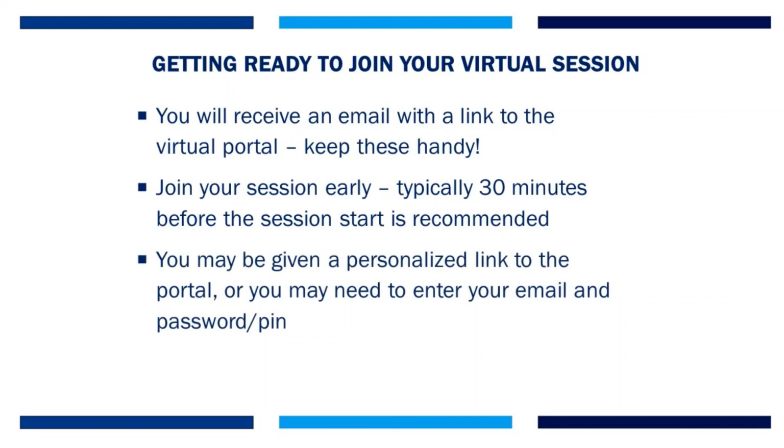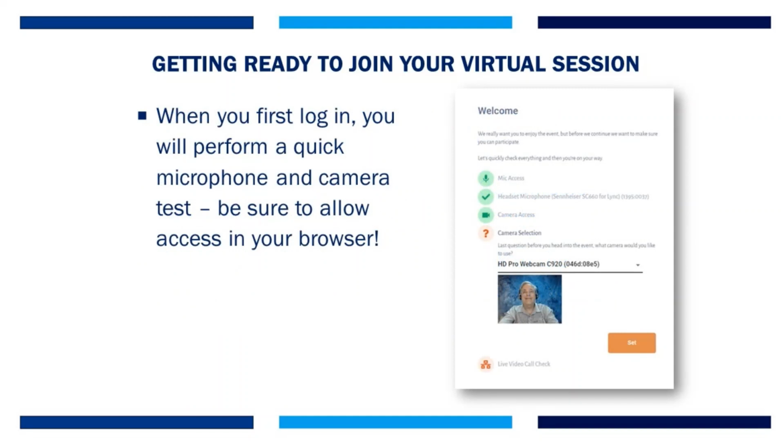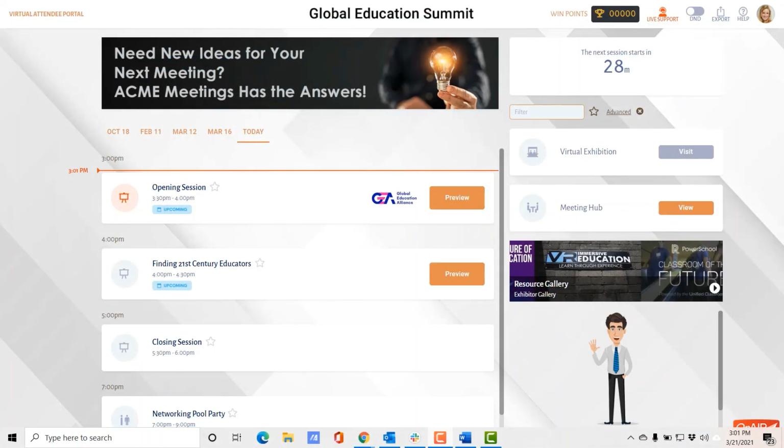Next, please remember that you may be joining the virtual portal by signing in with your email and password or PIN, or you may be given a personalized link to log in directly to the portal. When you first log in, you will have a quick microphone and camera check, and it's quite important to allow access to your microphone and camera. If you accidentally block portal access to your microphone and camera, you will need to go into the browser settings and allow access. Once you are in the portal, your next step will be to join your session.